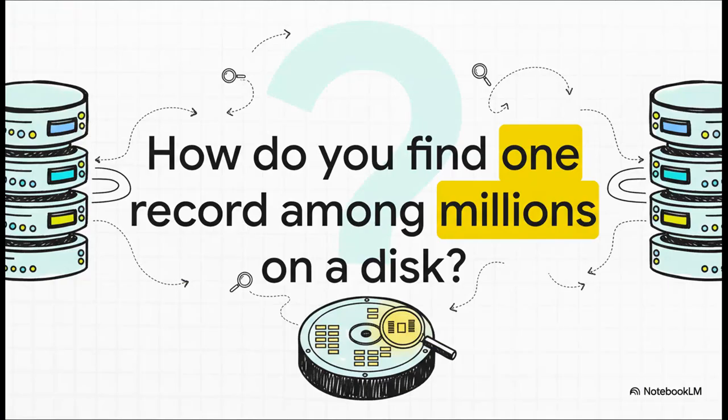Just imagine for a second you're a database. You need to find one single piece of information, let's say one customer's order, out of a billion of them. But all that data isn't in your superfast memory. It's sitting on a much slower hard drive. How in the world do you find it without just reading everything?